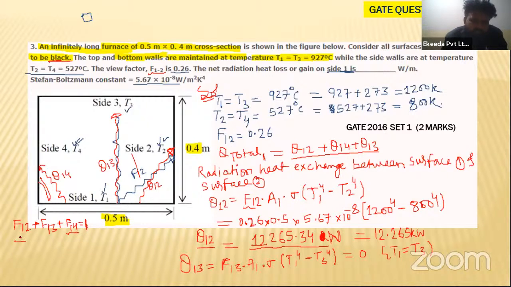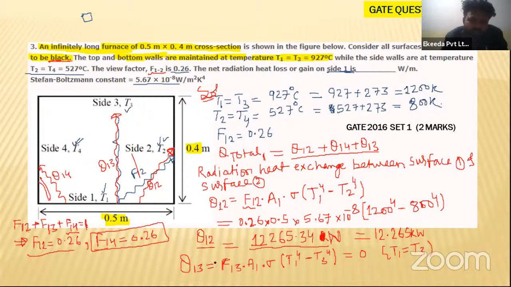So what have they given F12 to be? F12 they have given as 0.26. And you know that this F14 is symmetric like F12. So this will also be equal to 0.26, because other values are not given and you will not calculate. So by symmetry, you can have the value of F14. So these are symmetric surfaces. The temperature is the same because T2 and T4 are the same, and also F14 and F12 are the same.